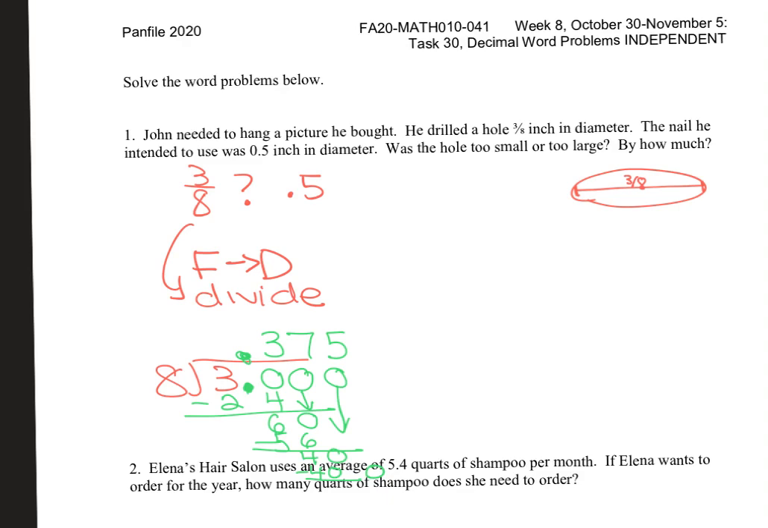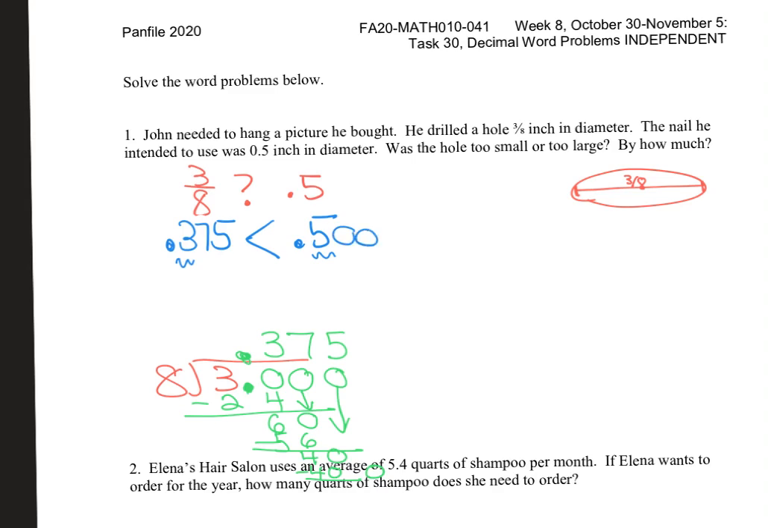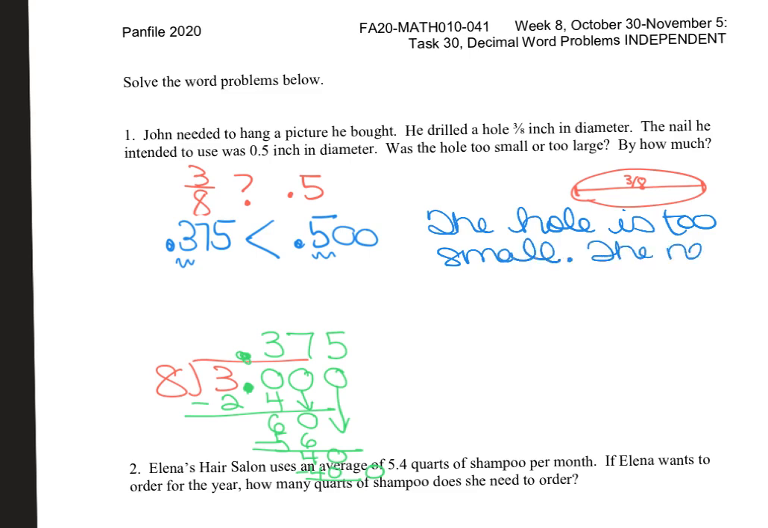So if we look at this, let me just erase here for a second. I am comparing 0.375 to 0.5. And if I just compare their first numbers, the 0.5 is bigger. Even if I add the 2 placeholders, you can see that 0.500 is bigger than 0.375. So the hole is too small. The nail is bigger.